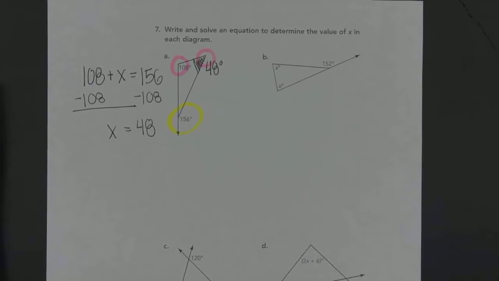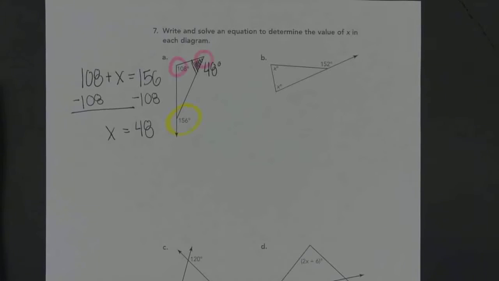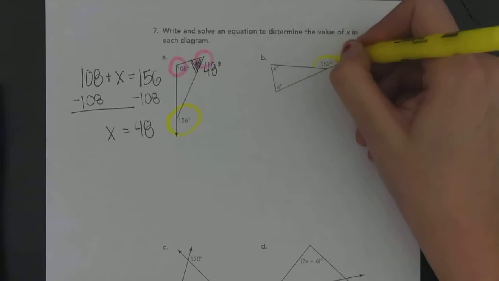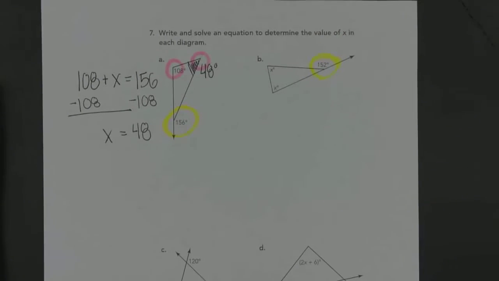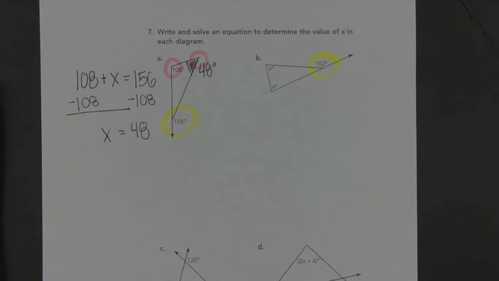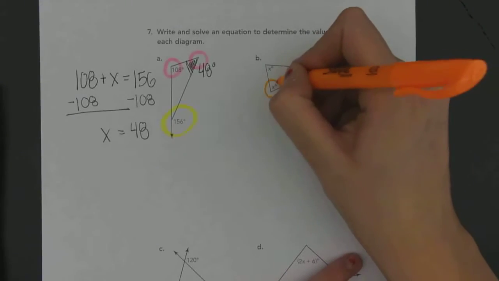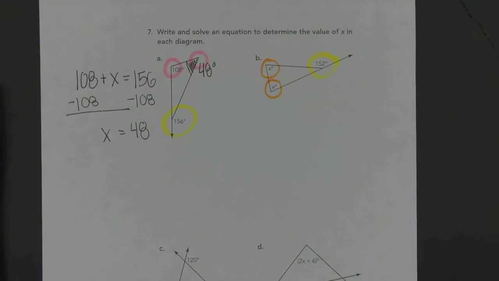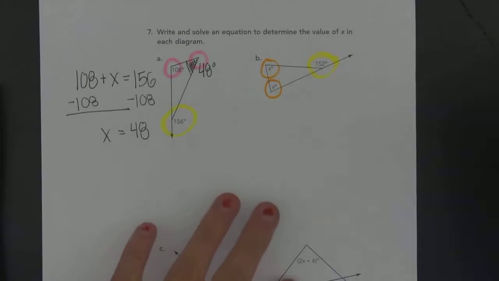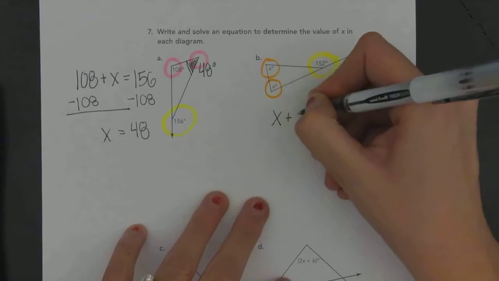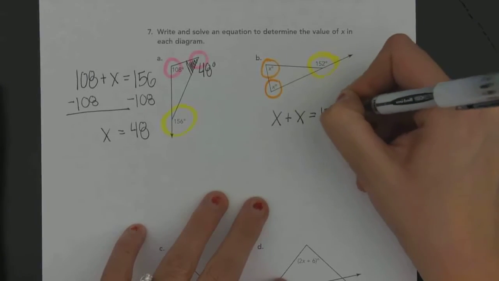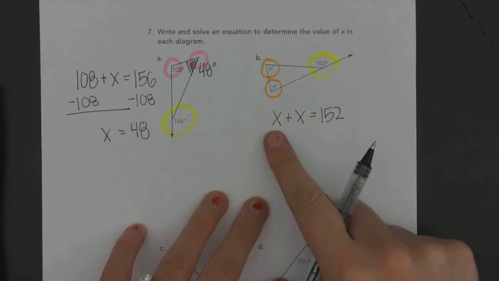So first thing, identify my exterior angle. My exterior angle is the one outside, so I can tell it's 152 in this case. And it should be the sum of the two angles inside that are not touching it. So this one right here is touching it, so it can't be that one. So it has to be these two. So it tells me that x plus x should equal 152. And I'm going to simplify.